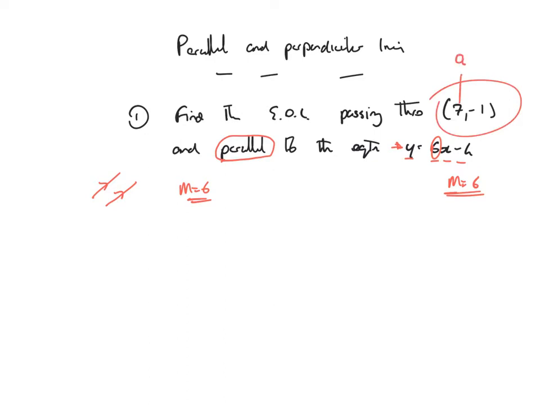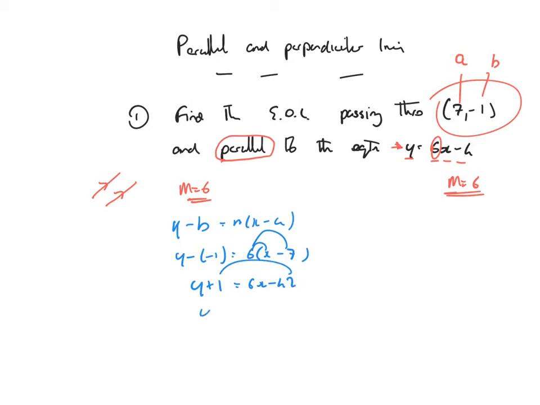There's the point (a, b), and we put it straight into y minus b equals m bracket x minus a. So that's y minus minus 1, y plus 1 equals 6 bracket x minus 7, which is y plus 1 equals 6x minus 42. Bring the plus 1 across, change its sign, and that's y equals 6x minus 42 minus 1, which is y equals 6x minus 43.